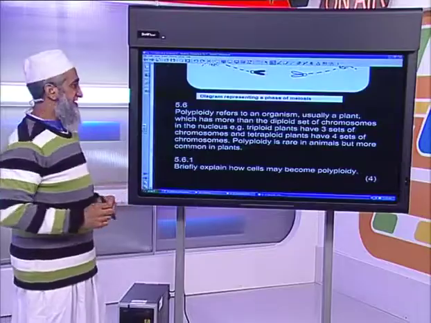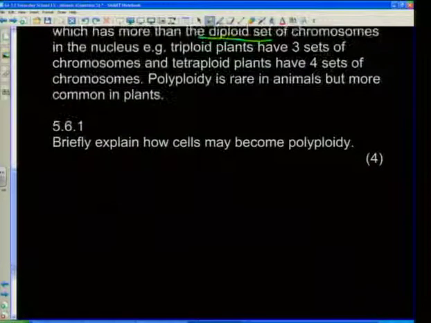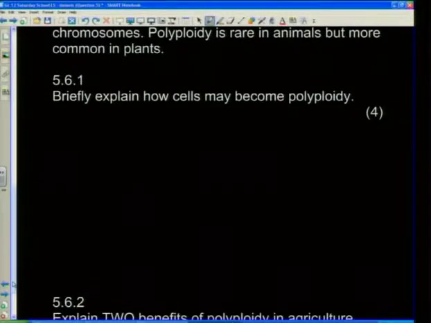The last question in this section. Polyploidy refers to an organism, usually a plant, which has more than the diploid set of chromosomes in the nucleus. Example, triploid plants have 3 sets of chromosomes, and tetraploids have 4 sets of chromosomes, and polyploidy many. In this case, it's saying it's rare in animals, but more common in plants. First question says, briefly explain how cells may become polyploid.